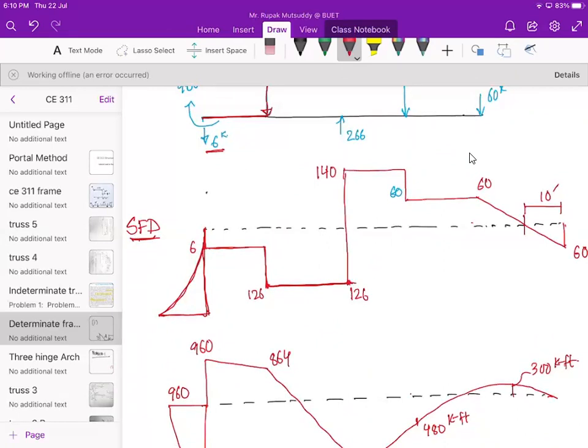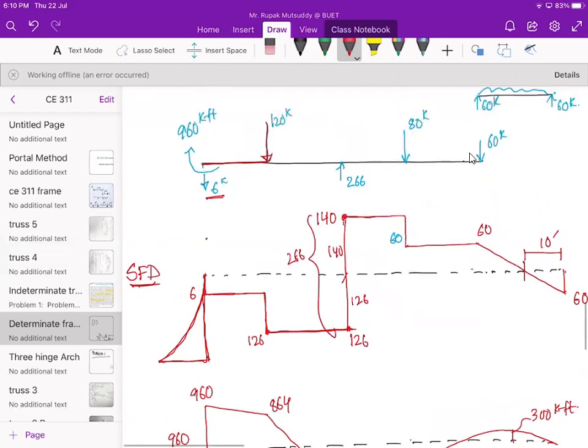So 126, plus 140, in total it's 266. So 140. There is no change. Then 80 is downward. So at this point it's 60. There's no change. And it's like this. So the maximum moment will act at 10 feet from the right support, where the shear is zero. Now we have to determine the values of moments.